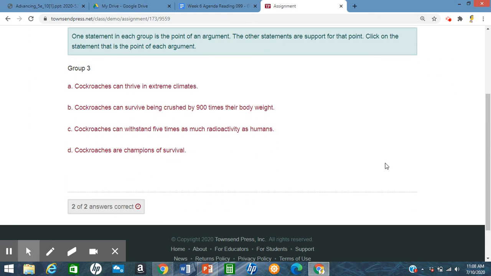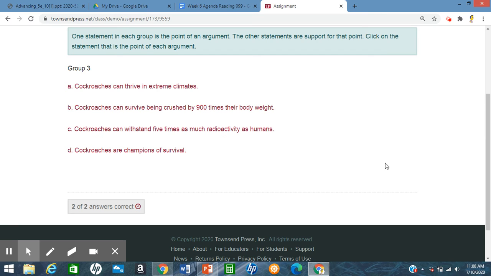Next one. We have here, A, cockroaches can thrive in extreme climates. B, cockroaches can survive being crushed by 900 times their body weight. C, cockroaches can withstand 5 times as much radioactivity as humans. And D, cockroaches are champions of survival. So our topic here is, yes, cockroaches.